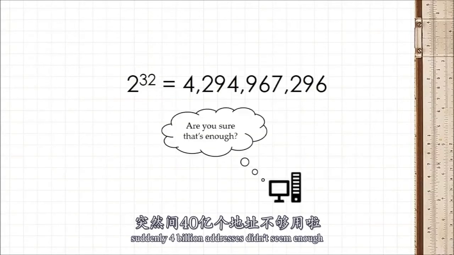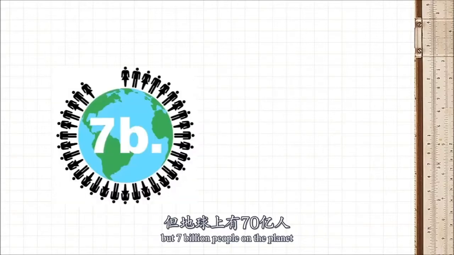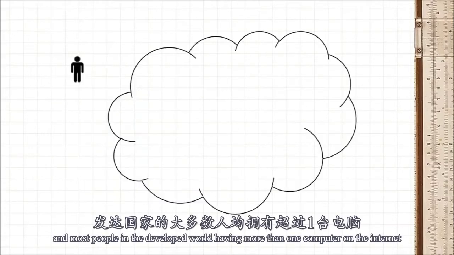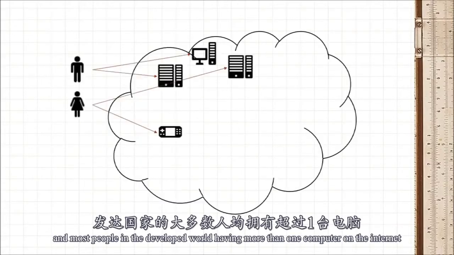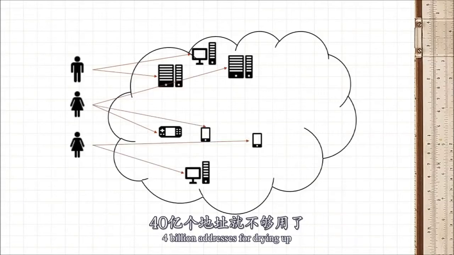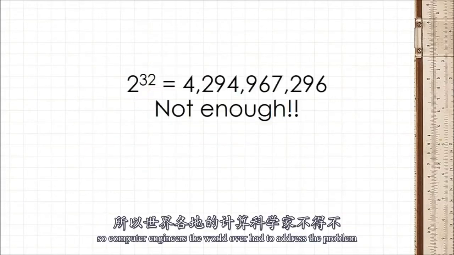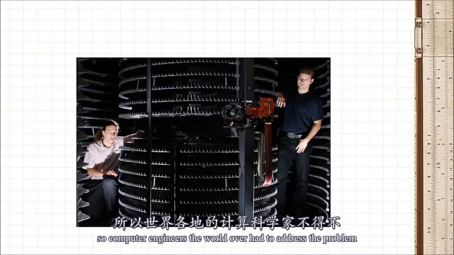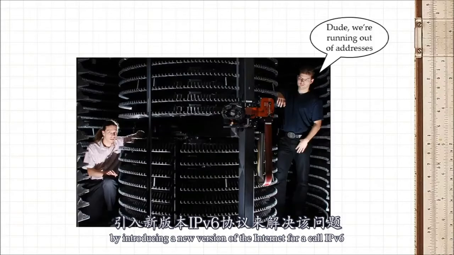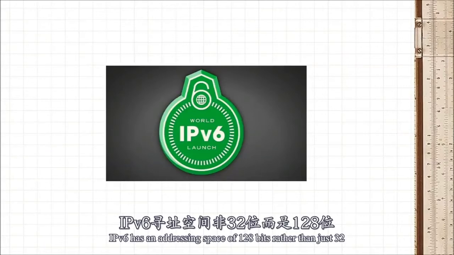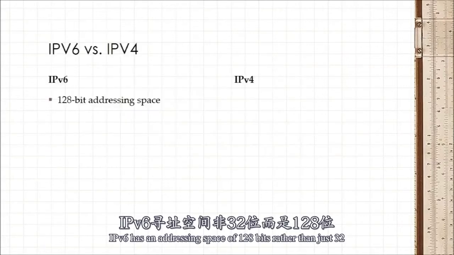Suddenly, 4 billion addresses didn't seem enough. With 7 billion people on the planet, and most people in the developed world having more than one computer on the Internet, 4 billion addresses were drying up. So computer engineers the world over had to address the problem by introducing a new version of the Internet Protocol, IPv6. IPv6 has an addressing space of 128 bits rather than just 32.